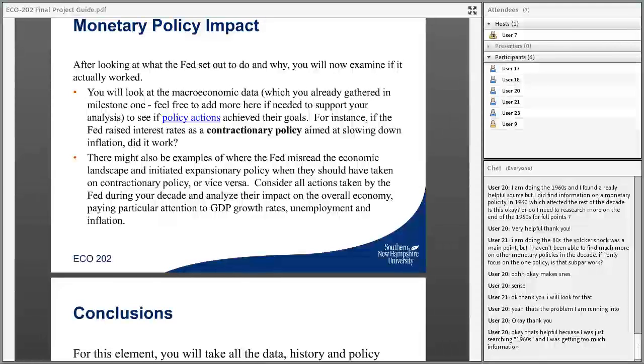And then there's another one that Candace you can use that transitions the monetary policies from the 1970s into the 80s. And so you'll be able to use that to do your first slide.